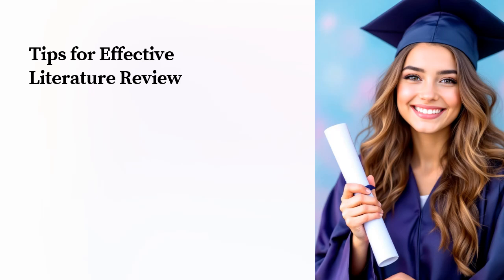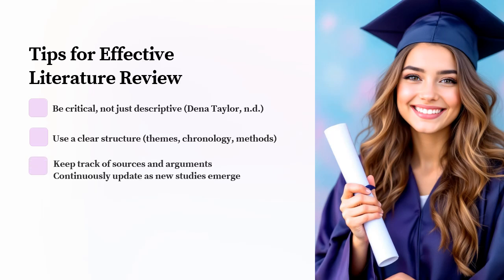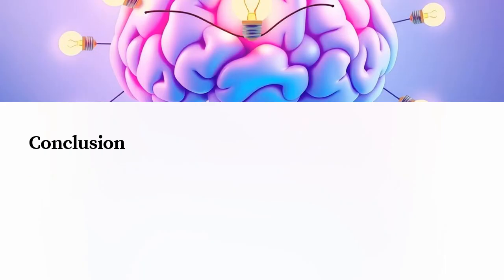Tips for an effective literature review are: be critical, not just descriptive, which is also by Dan Taylor and Andy. The second one is to use a clear structure like theme, chronology, and method. The third one is to keep track of sources and arguments, continuously updating as new studies emerge.